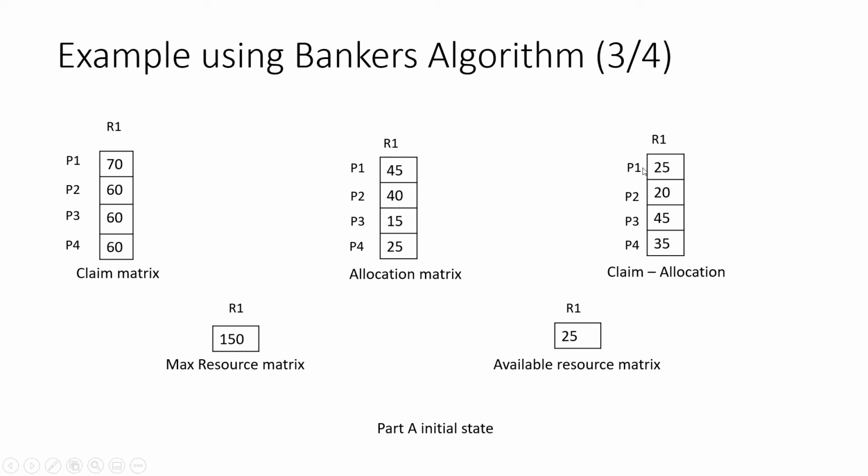So if process 1 runs, we will be able to free up this 45 units of memory, and this is going to become 0 and this is going to become 0, and 45 is going to be added to 25 over here. So this is what we end up with. And now we can run the next process, and we see that process 2, 3, or 4 can all run. So the system is safe and no deadlock will occur.